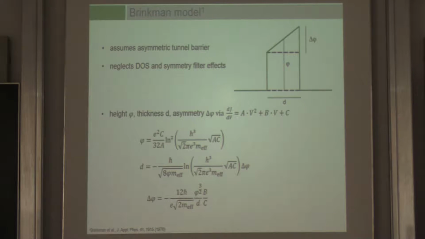So what you can do with this model is then to calculate those parameters, as I said, the height of your barrier, the thickness, and the asymmetry, via these formulas. And what you basically do is to measure an IV curve, build your dJ/dV, and then you fit this second order polynomial to your data, and you get the A, B, and C coefficients. You can plug them into these formulas. Over here you can see the A, C, and B down here. And then you get those values from your Brinkmann model.